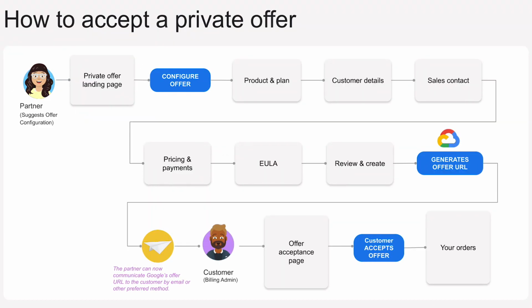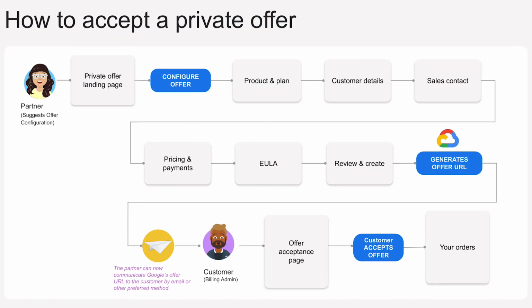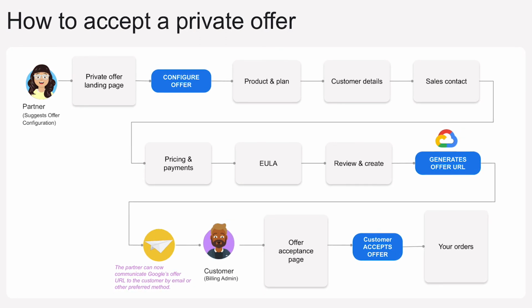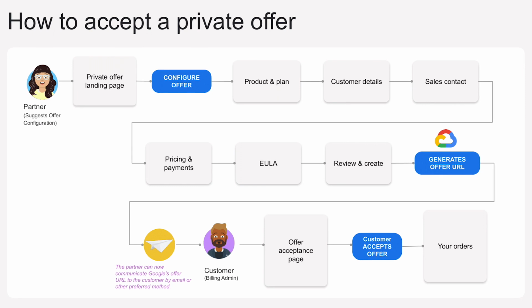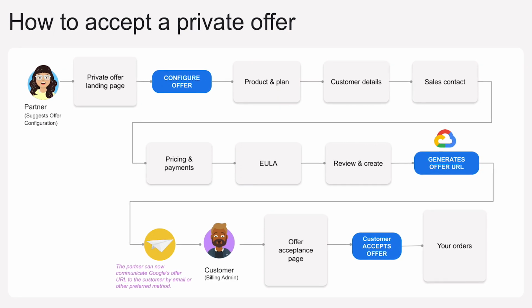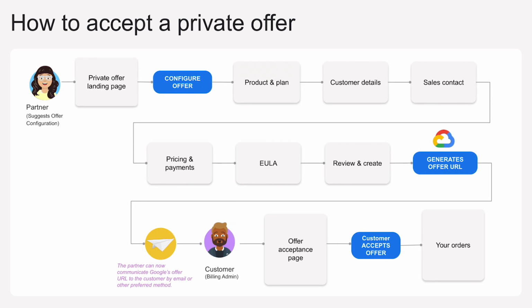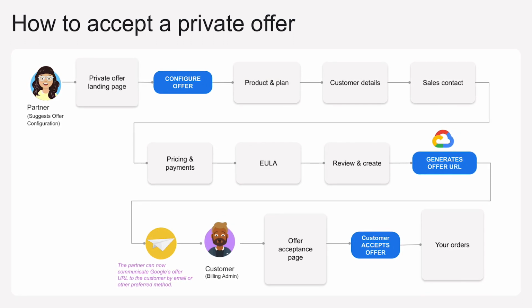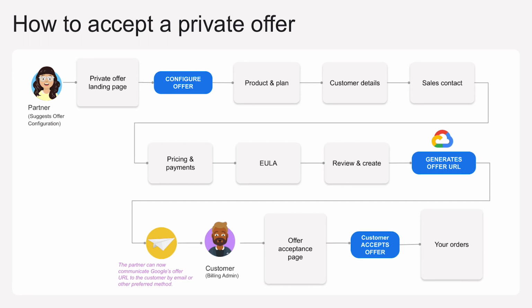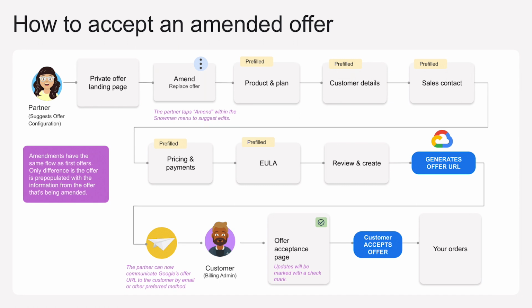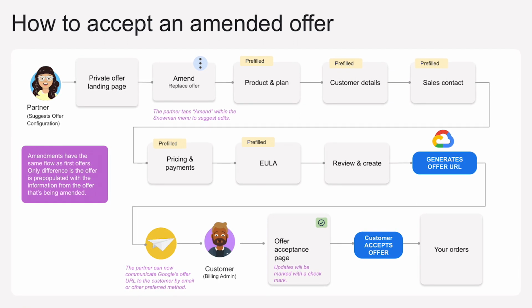As a reminder, here is a high-level flow illustrating the major touch points in an initial private offer. To summarize, as a Google Cloud partner, you indicate suggested offer details like price and terms for Google to confirm and generate the private offer. Finally, the offer URL is generated and the offer sent to the customer for acceptance. When the offer is amended, the process is mostly the same except that most of the offer details are pre-filled, so you will not need to re-enter these fields again.